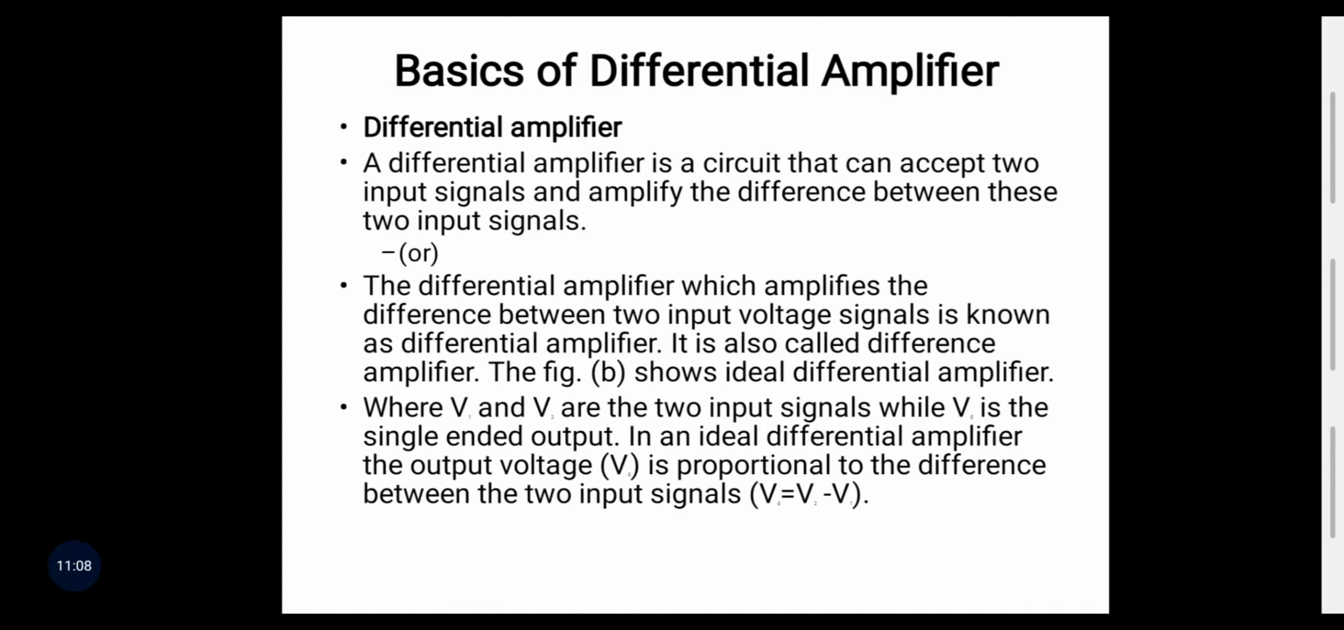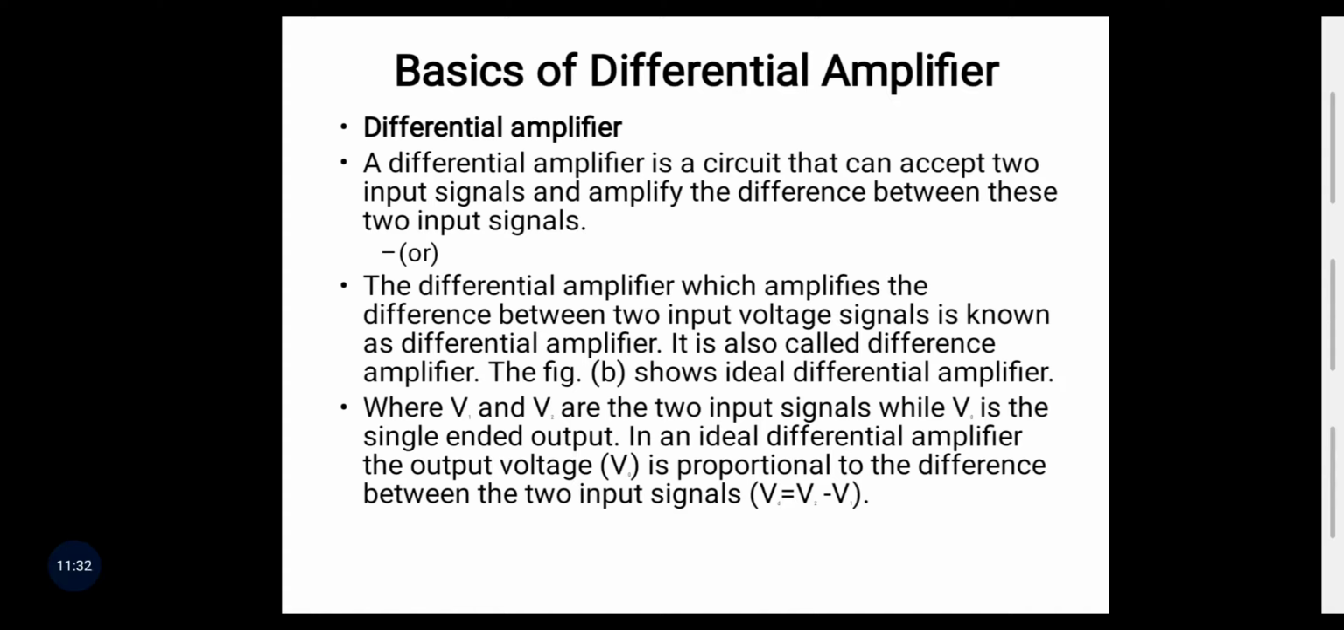So here input signals are V1, V2, output signal is V0. Here V0 equal to AD into (V1 minus V2). So the amplifier amplifies the difference between two signals, that is V1 minus V2.